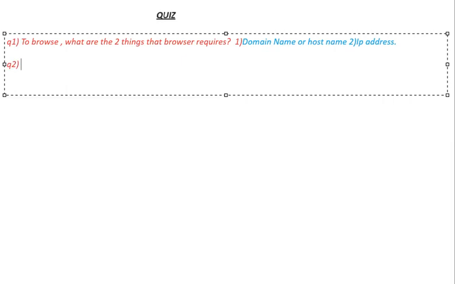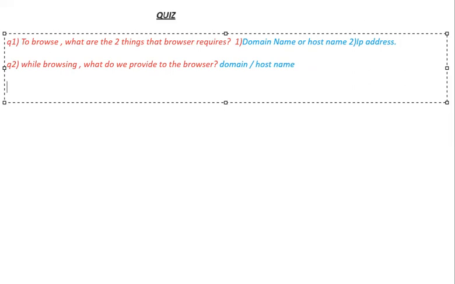Now the question is, while browsing, what do we provide to the browser? While browsing, we provide the domain name. We remember either domain name or host name, right? We don't remember the IP addresses. Okay. Now let us move on to another question.